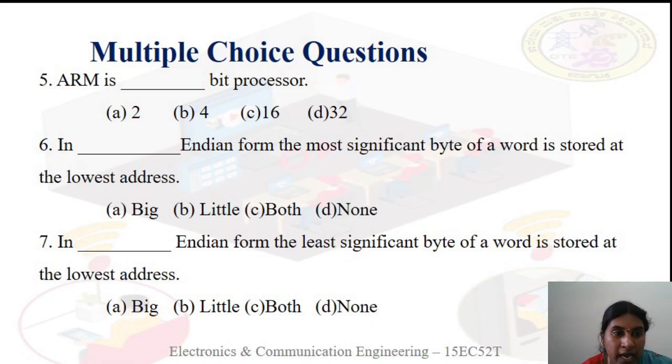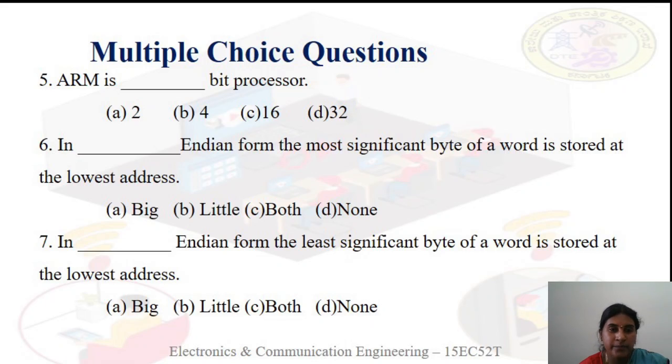Next one, ARM is dash bit processor. You know this one. It is a 32-bit processor. Always remember, when you ask for ARM, the number 32 should come to your mind. It is a 32-bit processor. Don't forget this one. These are all basics. So ARM is a 32-bit processor.